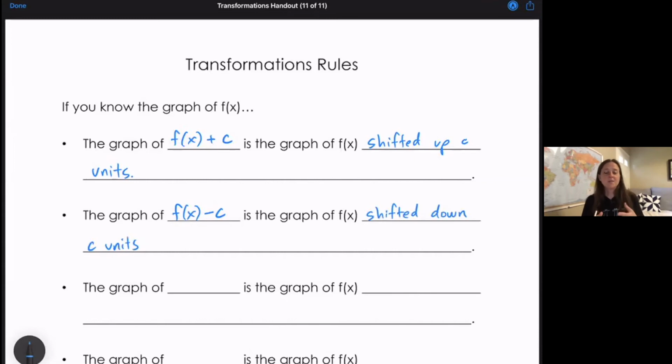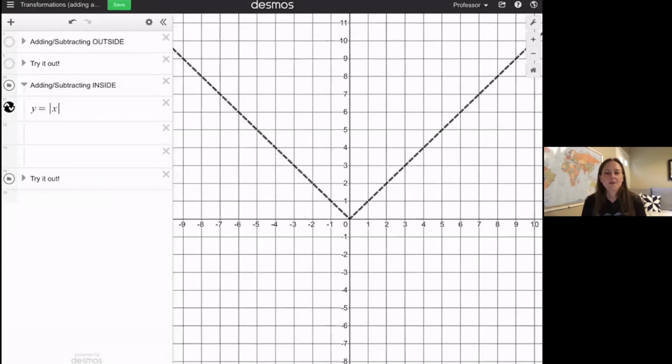All right, so that's what happens when we add or subtract outside of the function, outside of the square, outside of the absolute value bars, things like that. So let's go investigate what happens when you add or subtract inside the function. Here I have the absolute value of x graph. Remember, that's our V-shaped 90-degree angle graph sitting down at the origin. And we're going to talk about adding or subtracting inside the function.